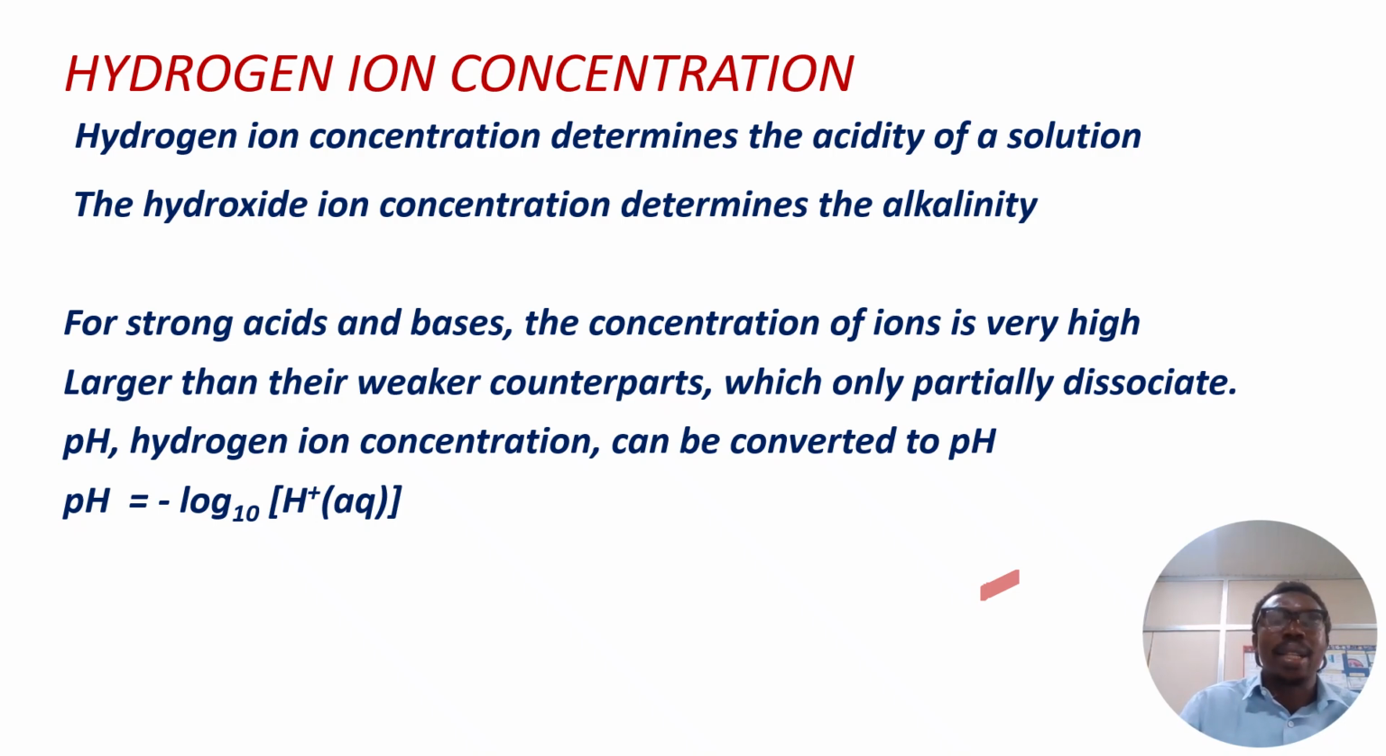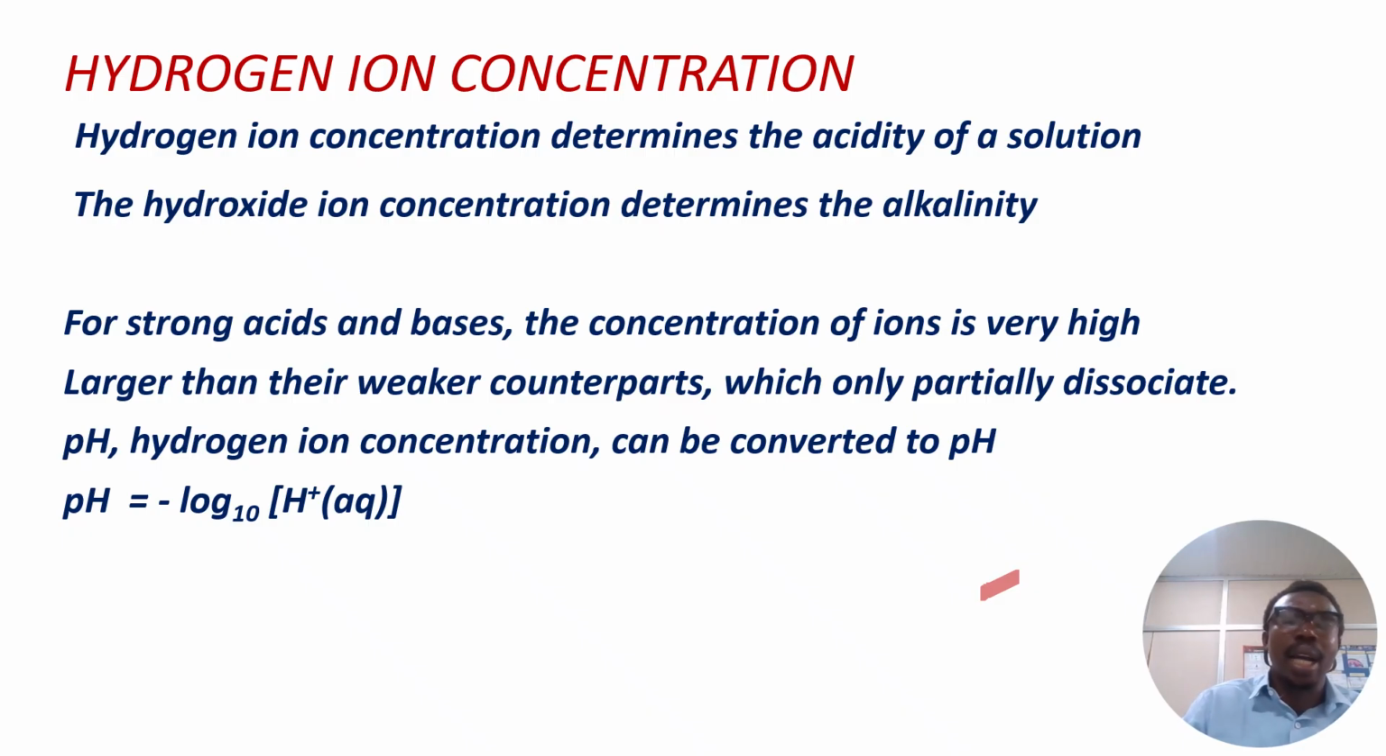So for stronger acids and bases, the concentration of ions is very high. You have a high concentration of hydroxide ion and hydrogen ion, larger than their weaker counterparts, which only partially dissociate.